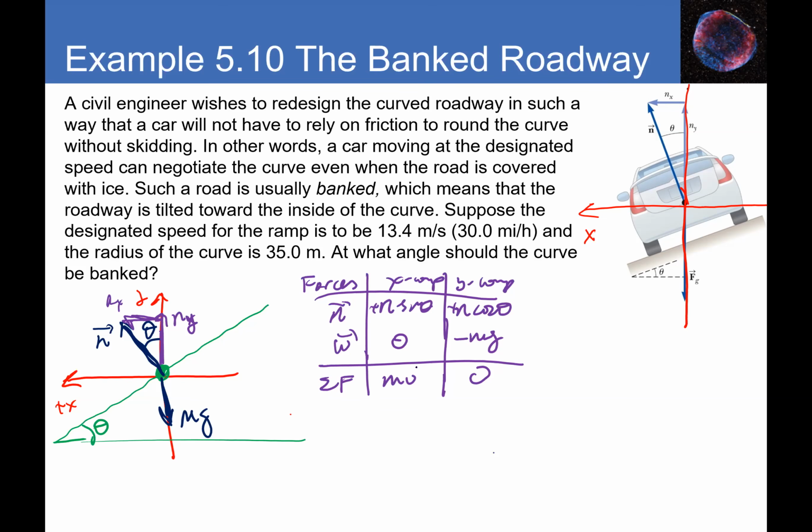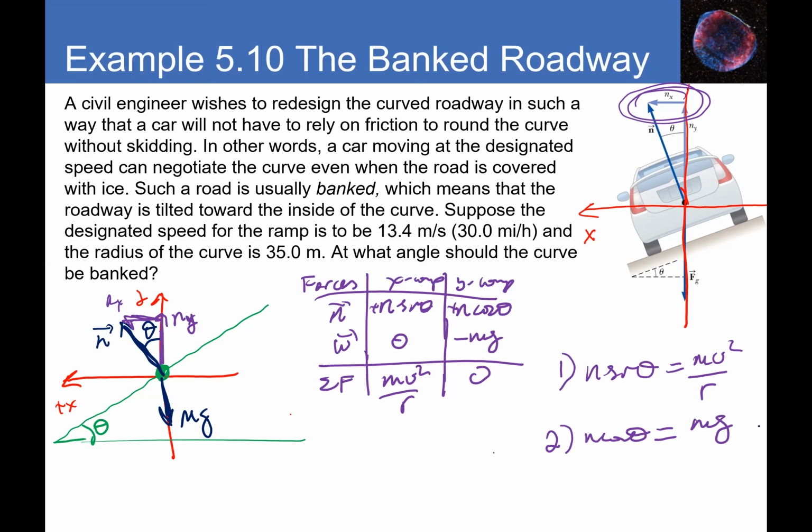In the y direction, there's nothing there. In the x direction, there's mv squared over r, which means the x component of the normal force is acting like a centripetal force. So my equation 1 will be N sine theta equals mv squared over r. And equation 2 will be N cosine theta equals mg.